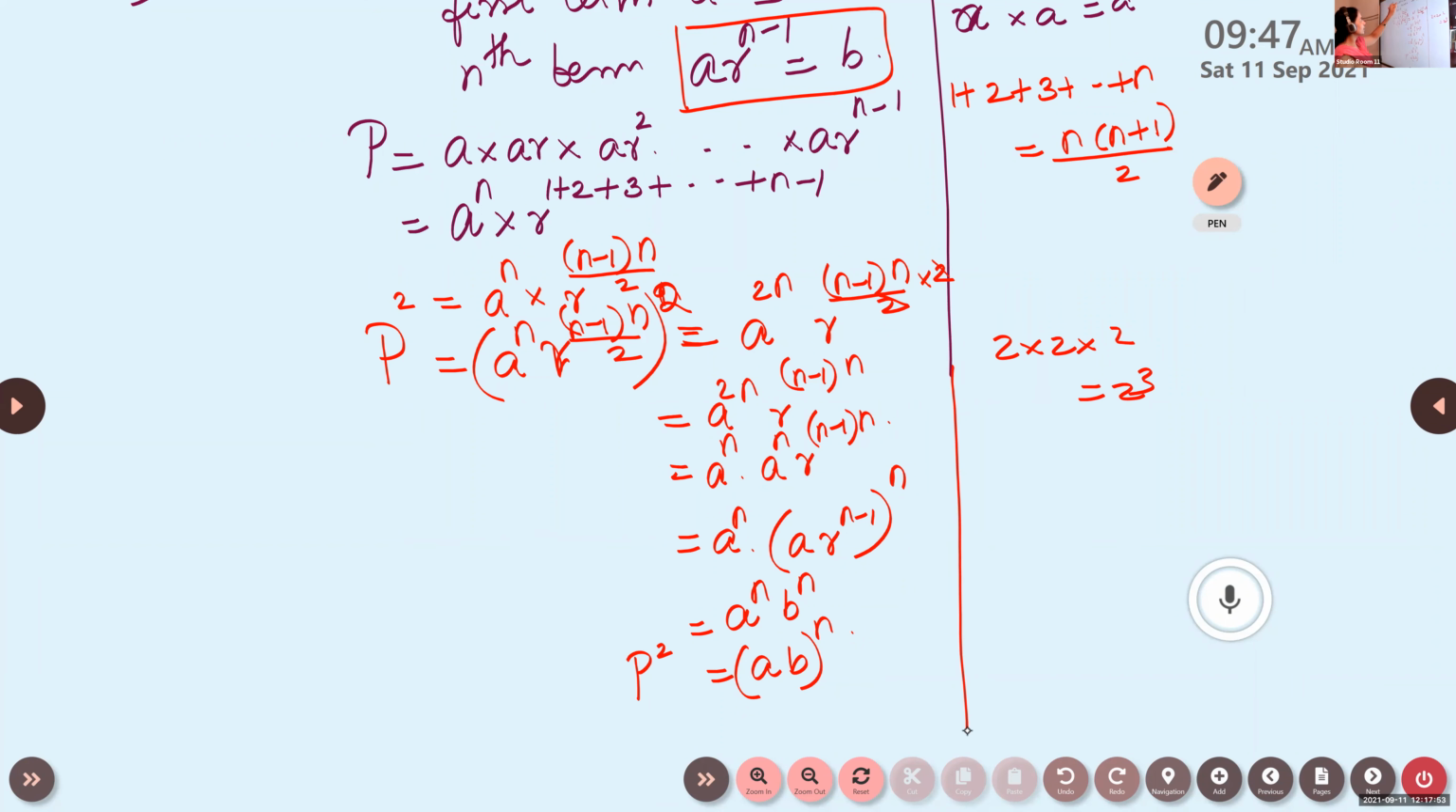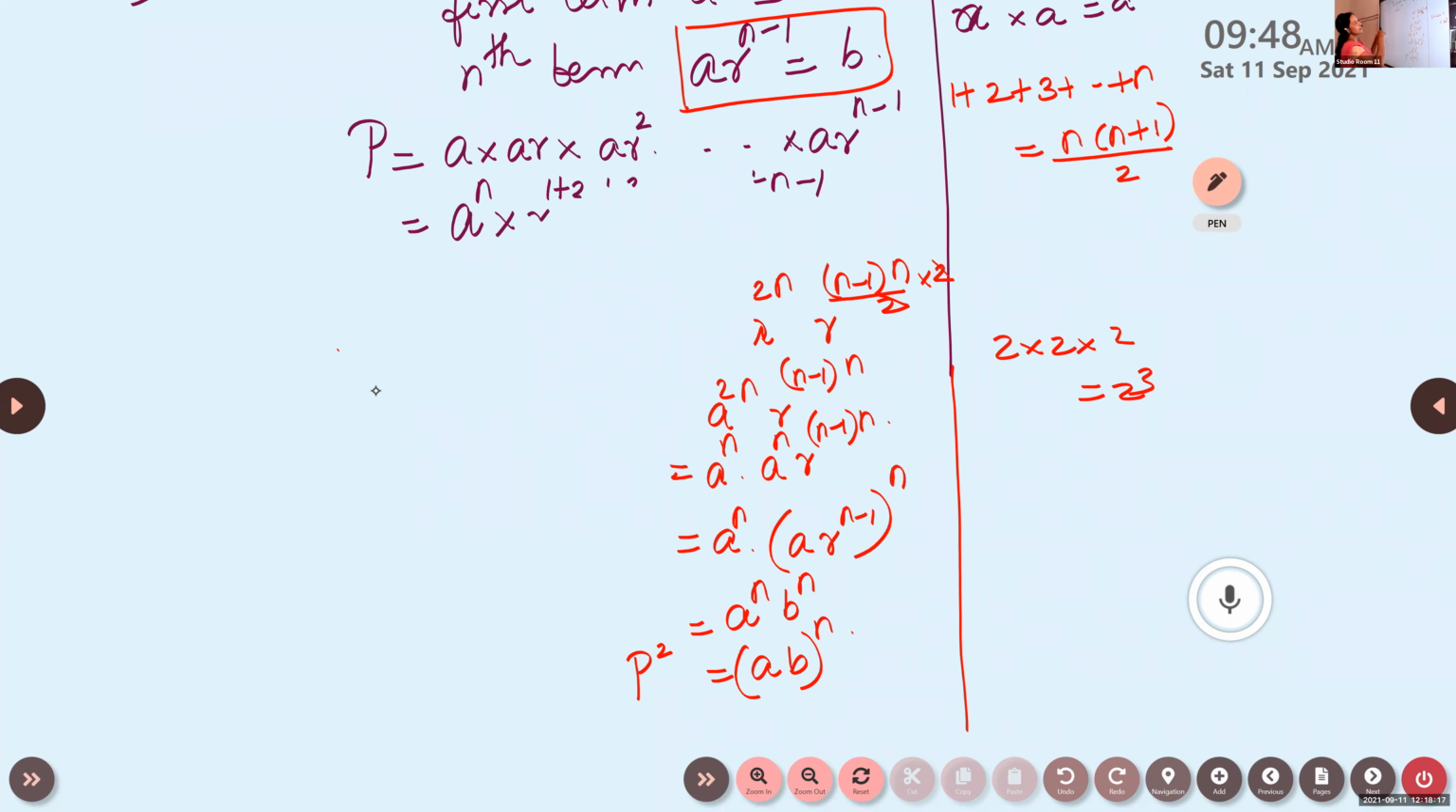And r raised to, here r is in product. So we can add the powers. When we add the powers, it takes the form 1 plus 2 plus 3 plus etc. up to n minus 1. Sum of first n minus 1 numbers. What is the sum of first n minus 1 natural numbers? n minus 1 into n by 2. Up to that, is it okay? This is up to p. So this is the same as a raised to n into r raised to (n minus 1 into n by 2). So this is p. Next step, you find out p square.